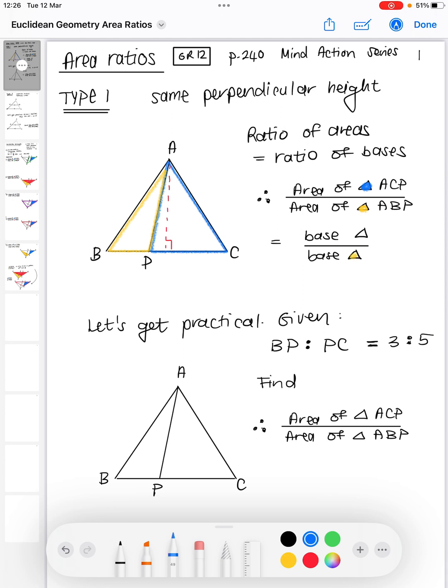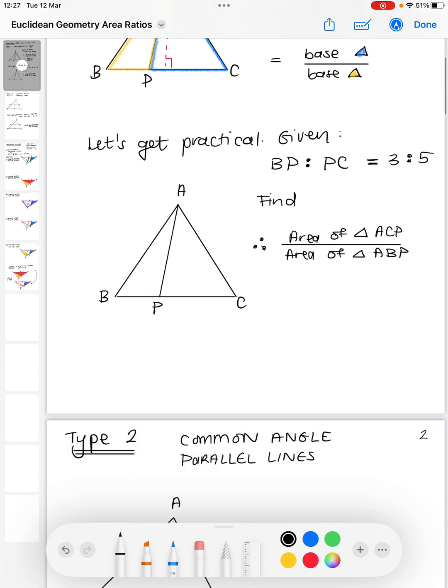And let's get practical. Let's do an example just to consolidate this. If I give you the following triangle, triangle ABC, and there's another line AP, and given to us is that BP to PC is a 3:5 ratio. Normally I would convert that and incorporate a variable like x, because these are not actual lengths, they are just a simplified ratio of the lengths. So if it's 3:5, on my sketch I'm going to change that to 3x and 5x. Okay, so x can be any real number essentially.